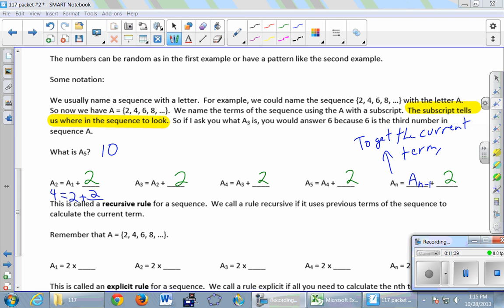I'm calling A sub n the current term. So I'm standing at some, what is it? The former term or the previous term. That's what this says. It says if you are sitting at A sub n, some arbitrary spot, you need to look at the spot one before, one less than the one that you're sitting on right now. So that's our way of saying to get the current term, you take the previous term and add 2. So that's what we're doing right here. Take the previous term and add 2.